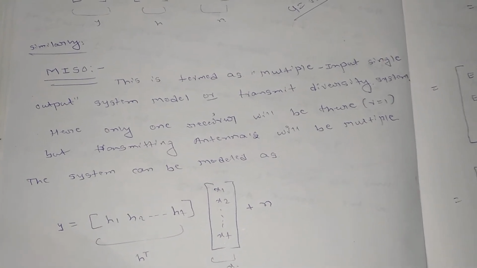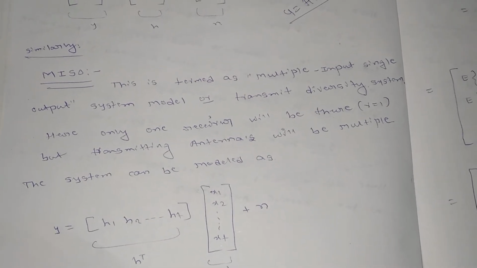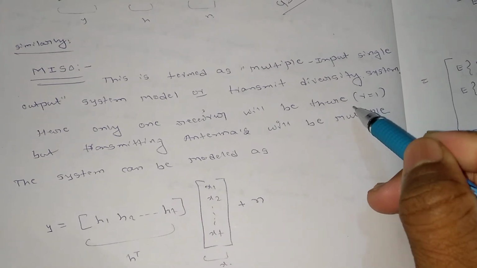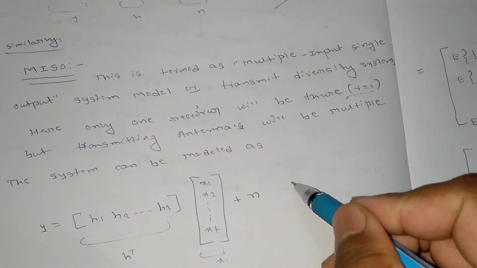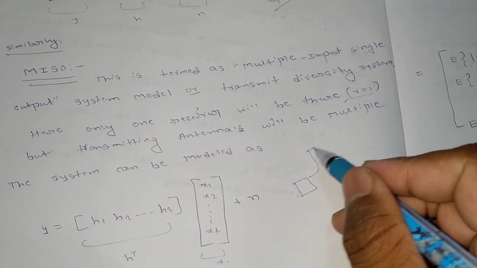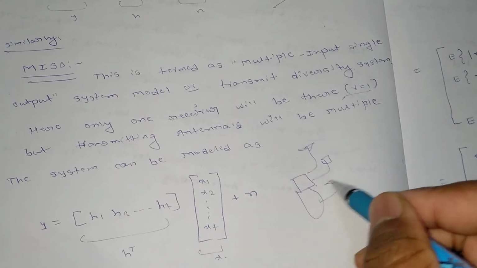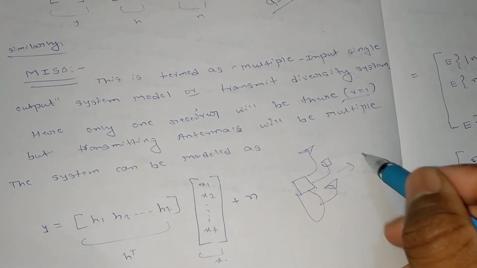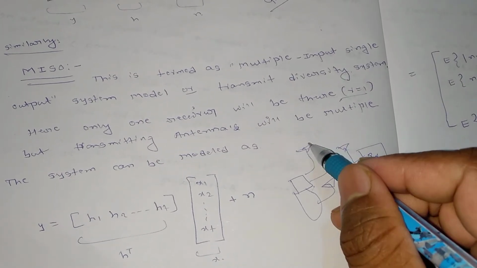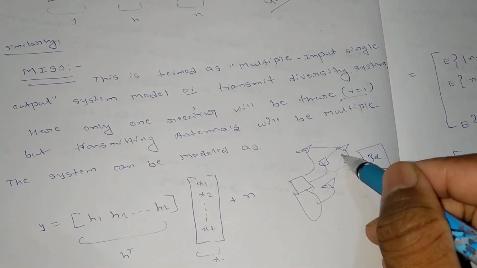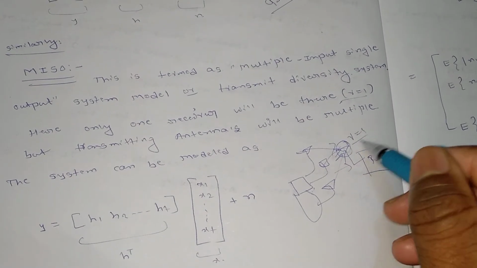This is quite the opposite case of SIMO, where we have only one transmit antenna, but in this case we will be having only one receive antenna. That's why I have written here R equal to 1. The scenario will be something like this. If this is a transmitter, then I will be having multiple transmit antennas, and at the receiver, I will be having a single receive antenna. All those antennas will be sending the signal to this single receiver. So this is R equal to 1.